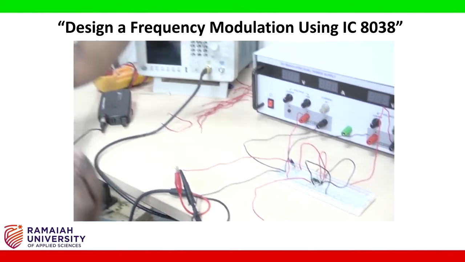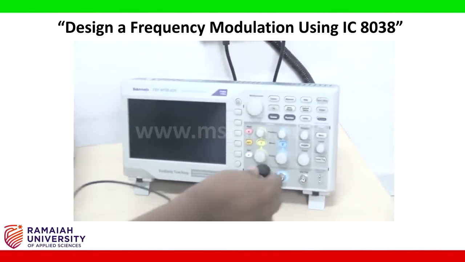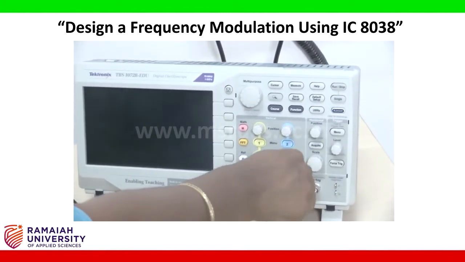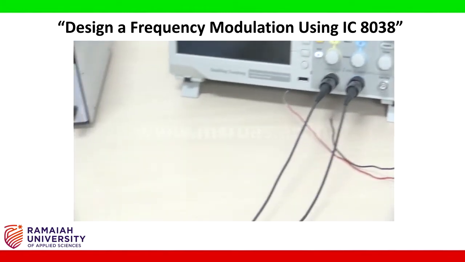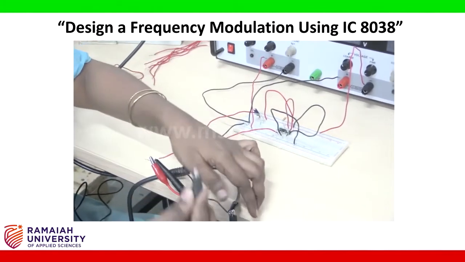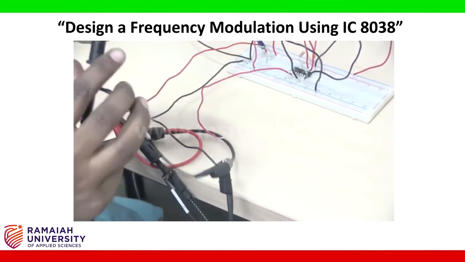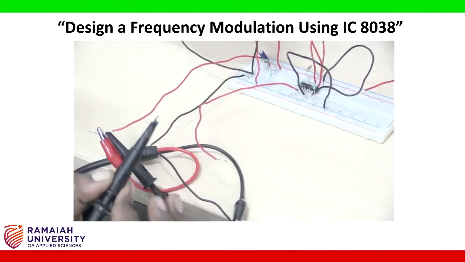Take one more CRO probe, connect it to the second channel, and the other side, give the ground pin to ground, and the other one give it to output wire.